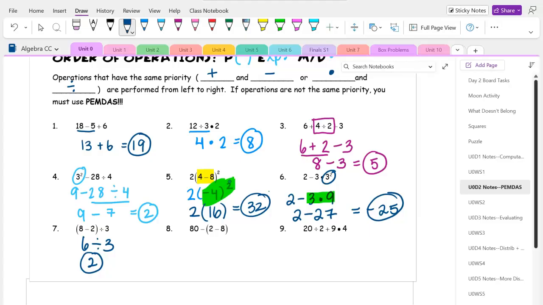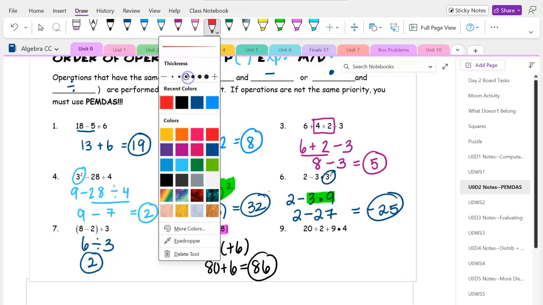All right, once again, parentheses first. So first I'm going to do 2 minus 8. That's negative 6. Now, think about what we did yesterday. When you have that minus minus, this becomes a plus plus. 80 plus 6 is 86.